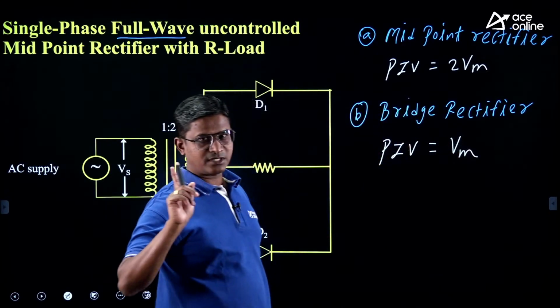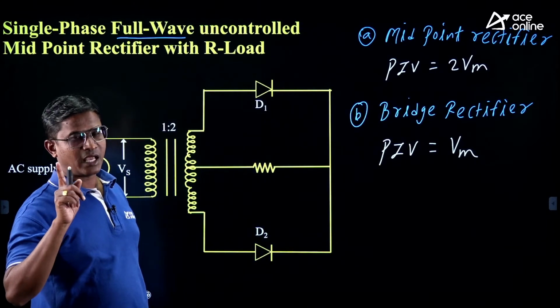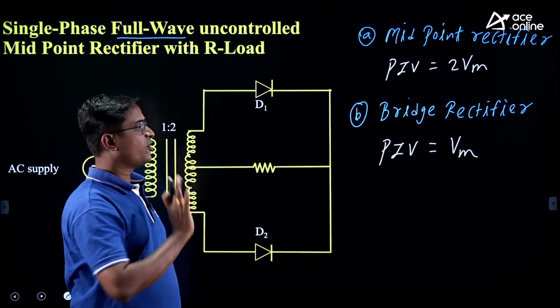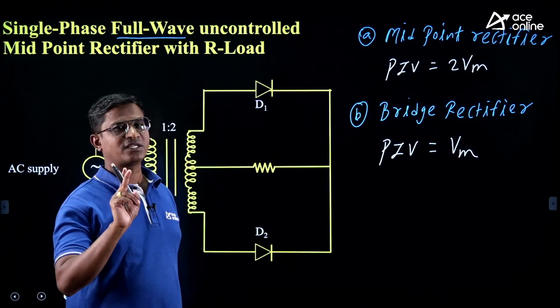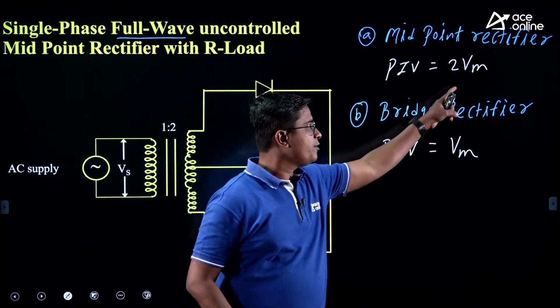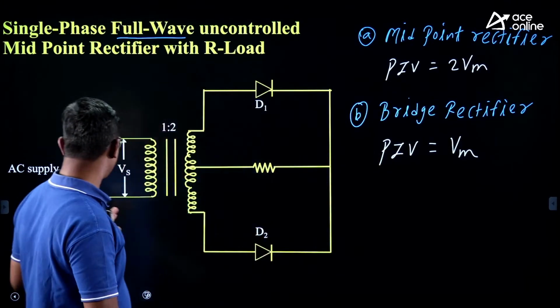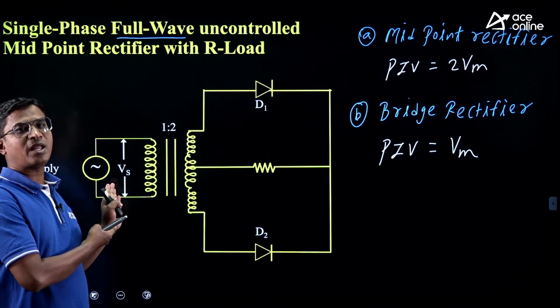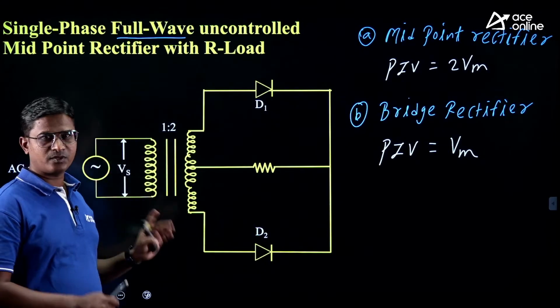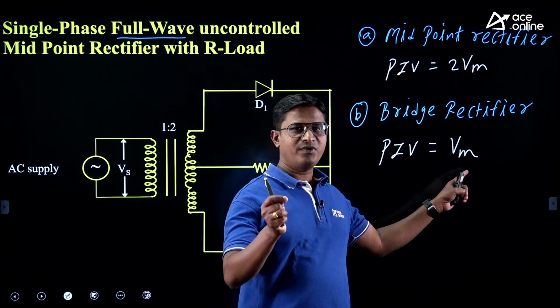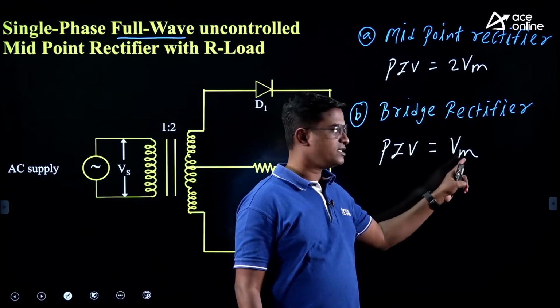They have asked the question: the PIV rating of the switch in a midpoint rectifier is 2 times Vmax, where Vmax means what? Vmax is the peak value of the supply voltage, because my supply is AC, and the peak value of that supply voltage is Vm. Whereas the PIV rating in case of a bridge rectifier is only Vm. Here it is 2 Vm, here it is Vm.